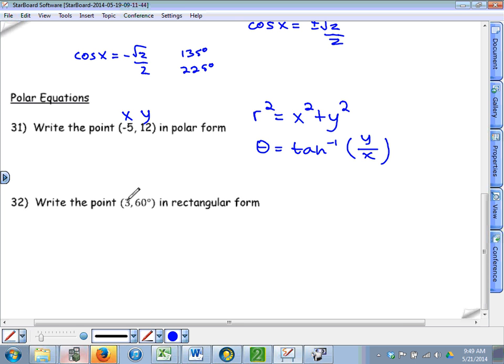What about if it's already in polar form? How do you go back to rectangular form? X equals r cosine theta. What does y equal? R times the sine of theta. I'm just writing down the formulas here real quick just in case.